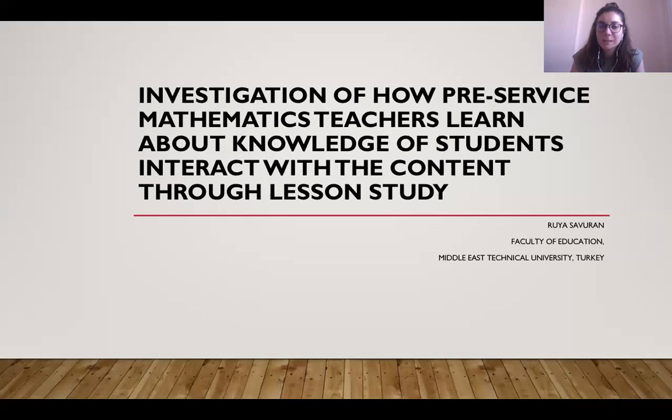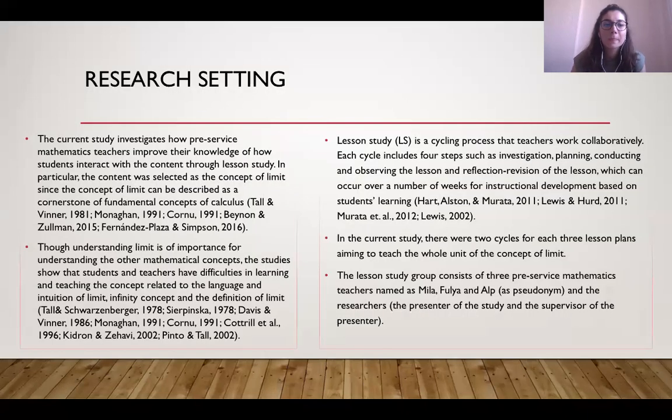In this presentation, I would like to present the smallest part of my dissertation, and the title of my presentation is Investigation of How Pre-Service Mathematics Teachers Learn About How Students Interact with the Content Through Lesson Study. As I said before, this is the smallest part of my dissertation, and the current study investigates how pre-service mathematics teachers improve their knowledge of how students interact with the content through lesson study.